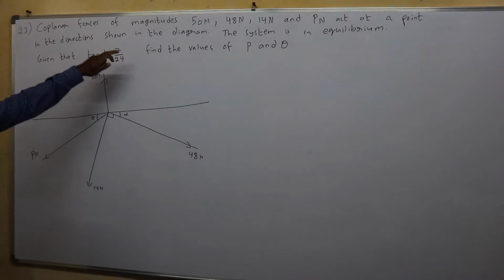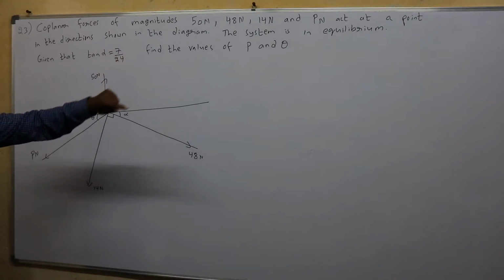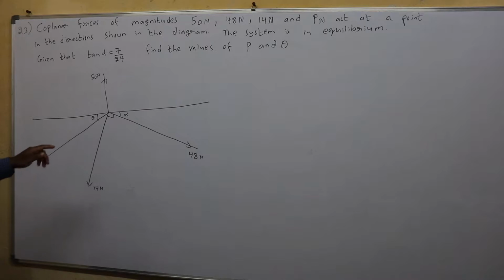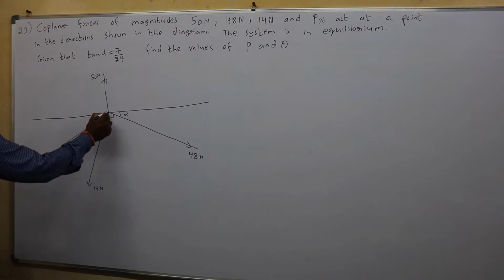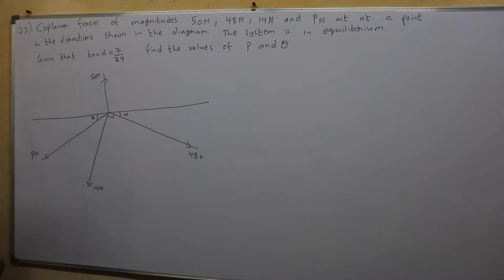Coplanar forces of magnitudes 50, 48, 14 and P act at a point in the directions shown in the diagram. So 50, P, 14, 48 are acting at this point. The system is in equilibrium.